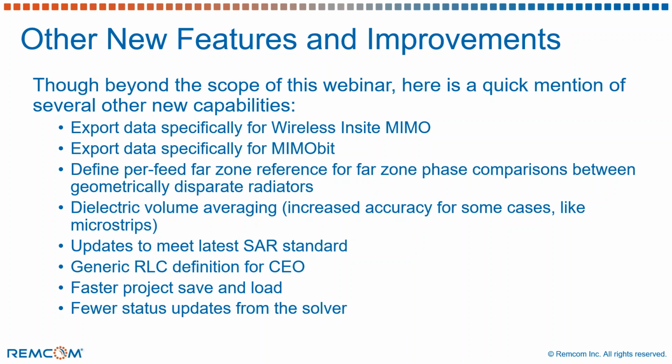Another feature that went into this release is the ability to define the far zone phase reference on a per feed basis, which is important if you want to measure phase differences between two radiators within the same geometry. We've also added an EM feature called dielectric volume averaging, which is useful to increase the accuracy of some simulations, such as those for microstrips. We've also updated the software to meet the latest SAR standard. We always try to keep that up to date. We're always asked about it, so I mention it here.